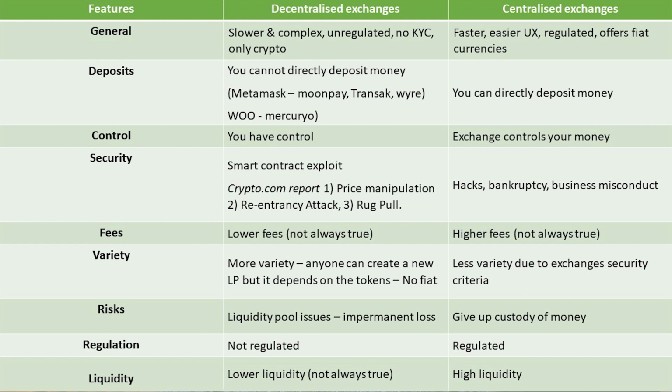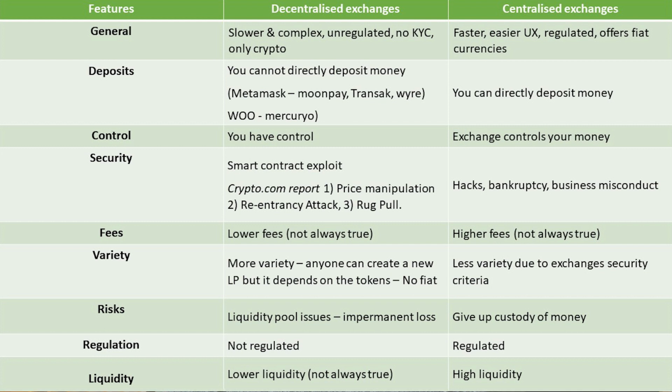From a control perspective, in a decentralized exchange, you have full control of your money. On a centralized exchange, the exchange controls your money, so it's not your money. And that's the motto as well: not your keys, not your money. From a security perspective, in a decentralized exchange, and we're going to see this a bit later on as well, you have smart contract exploitation. A recent example would be Mango, which was a market manipulation.